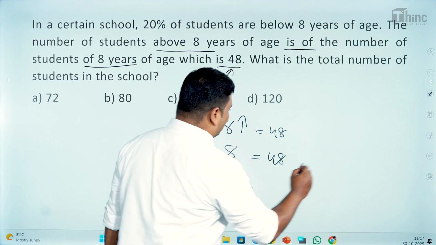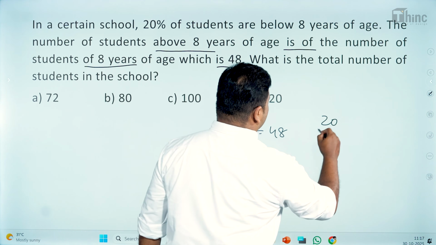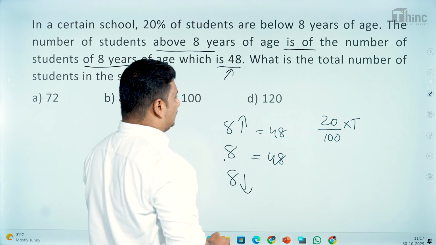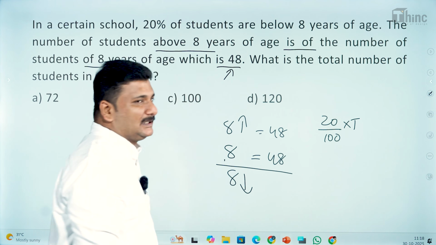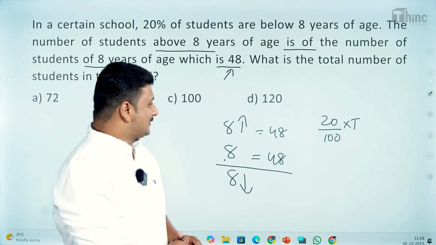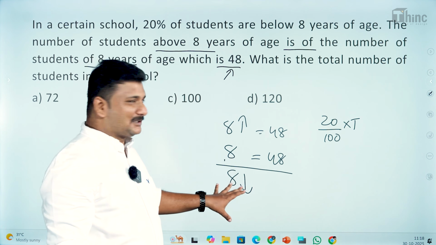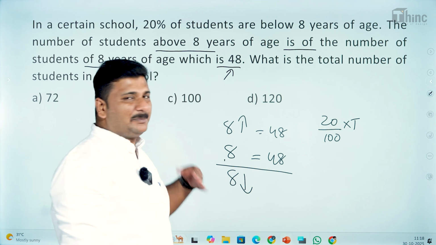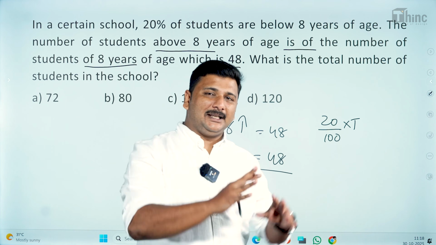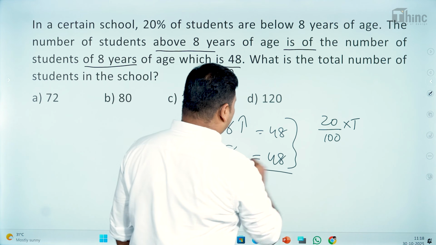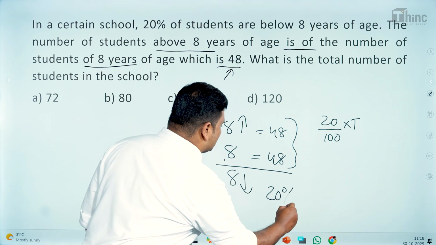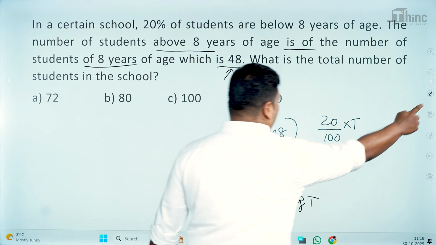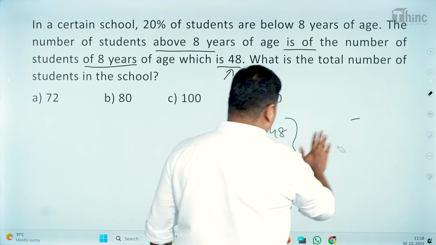Now 20% of the students are below 8 years of age. So below 8 is 20% of the total. I think I discussed this in the previous class also. If 20% of the total is some category, the remaining will be 80% of the total, right? So 20% of the total is below 8. That means at the age of 8 and above 8 together will be the remaining 80% of the total.